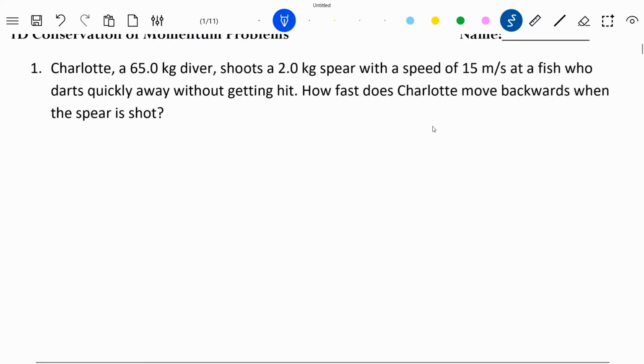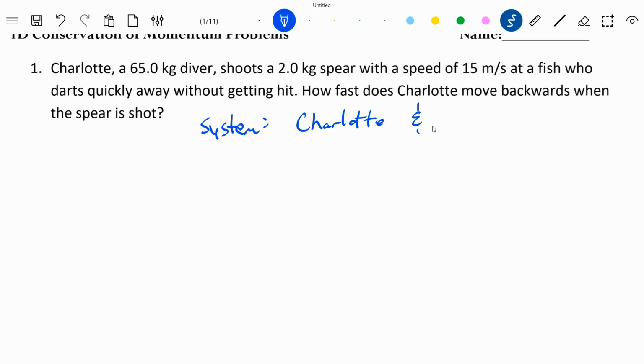Okay, number one, Charlotte, who's a 65 kilogram diver, shoots a 2 kilogram spear with a speed of that much at a fish that darts away quickly. So I'm trying to just visualize this here. So Charlotte shoots a spear. Now, there's also a fish here, but I don't think that the fish has any real relevance here. So how about if I define my system to be the person, Charlotte, and also in my system I will include the spear.